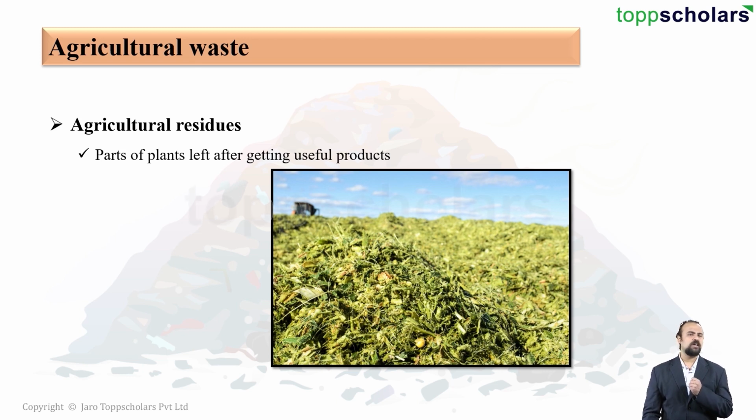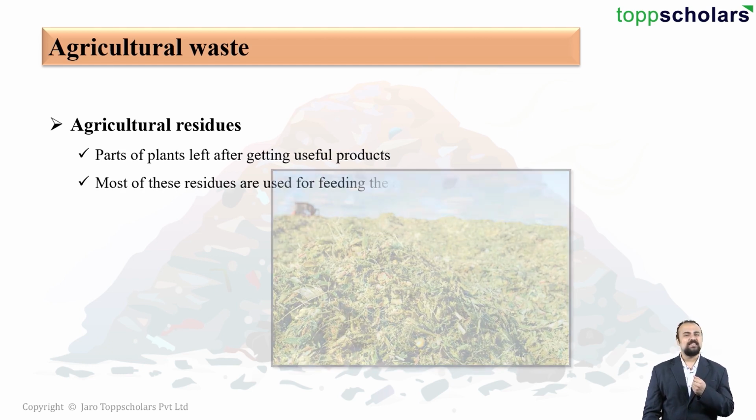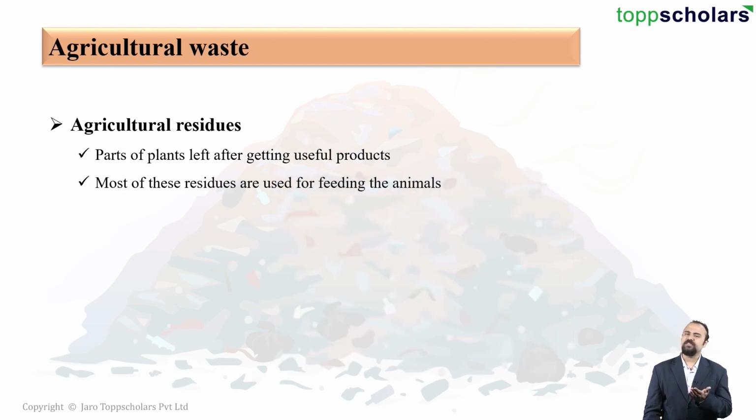Now what do you think? Which part of the wheat crop is going to be used? Yes students, you are very correct. It is only the grains of wheat. So students, after the grains of wheat are removed, what is left behind are the stems and the husk. This is called the agricultural residue. These residues, or most of these residues, are generally used for feeding the farm animals.